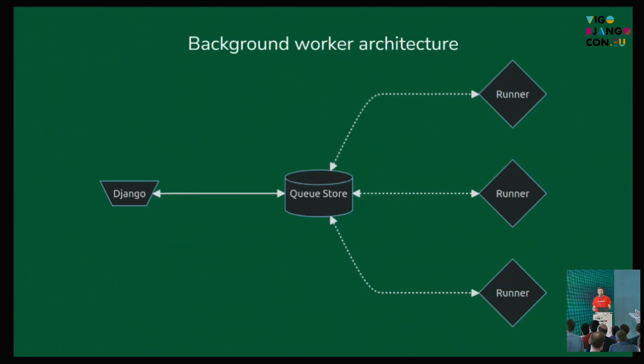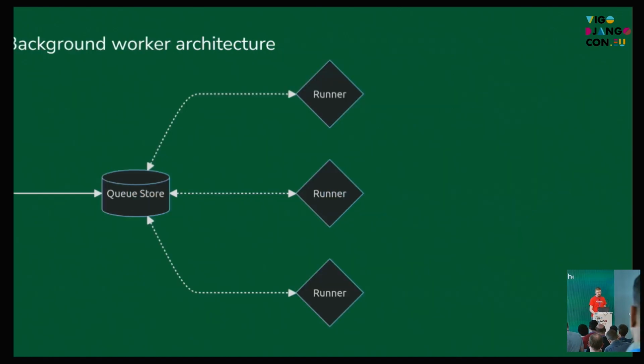Now, how does that actually work? Well, generally your web process, usually Django, I would assume, submits a function to be stored in the queue store. At a later date, generally your process runners will then grab that task, run it, and store the value back in the queue task that Django can then review and retrieve later.